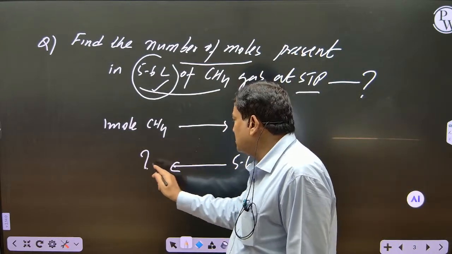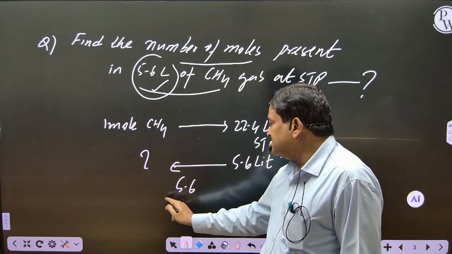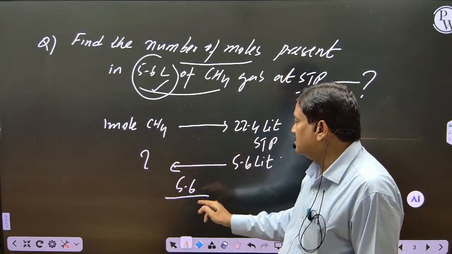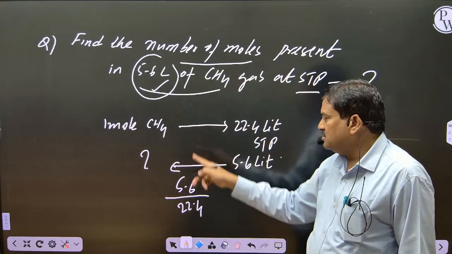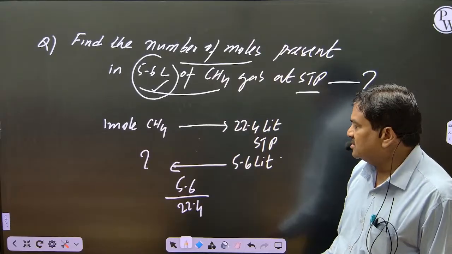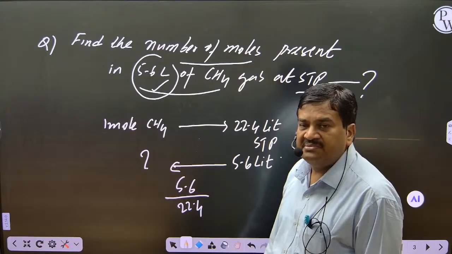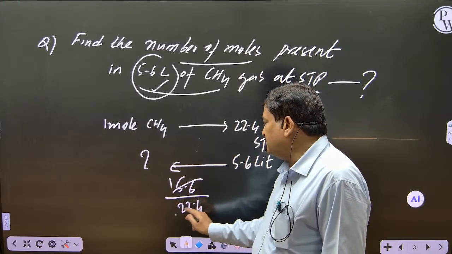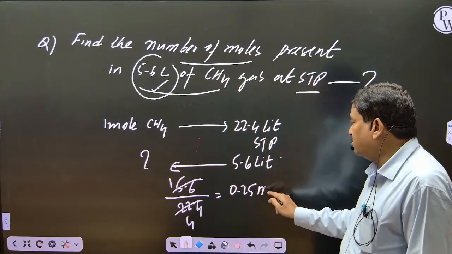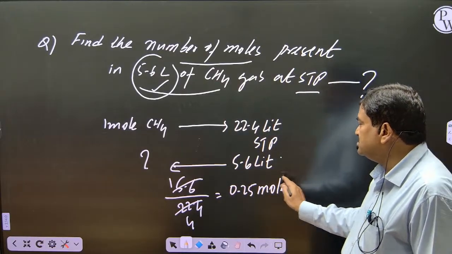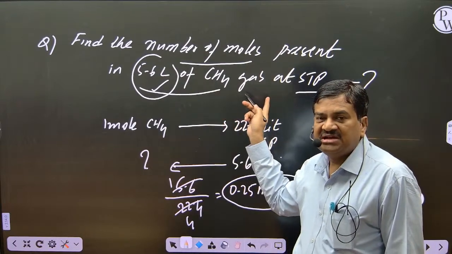So how do you get this? The volume he has given is 5.6. This 5.6 is to be divided by 22.4. Understood, students? So given volume by 22.4 will give the number of moles. So 5.6 will cancel 56. How many times will it cancel? 4 times, no? 56 ones are 56, 56 fours are 224. That is 1 by 4, which means how many moles? 0.25 moles. This will be the moles present in 5.6 liters of methane gas at what condition? STP condition.